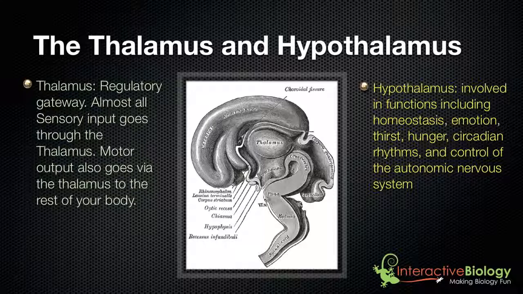So there we have it, the thalamus and the hypothalamus. As we go into some of the other things that we're going to be talking about in later episodes, you're going to see how some of this comes together, and we're going to paint a bigger picture of how the brain and the nervous system works.